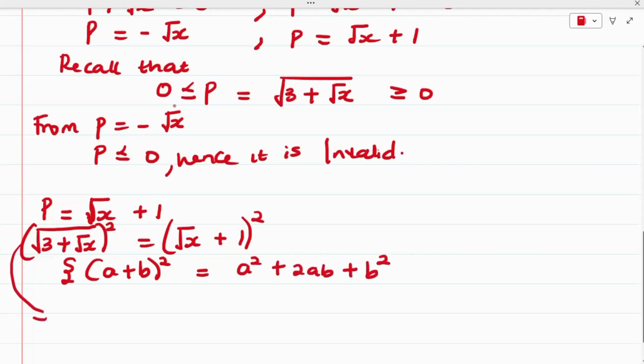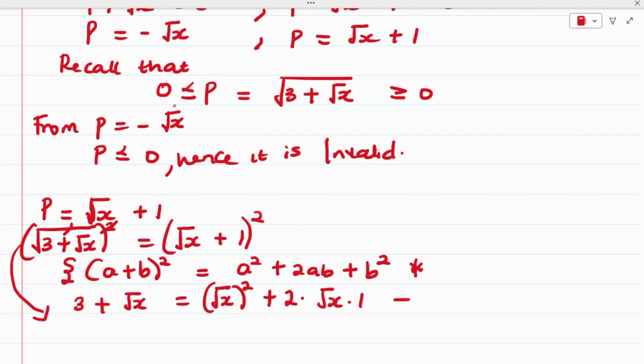So from here up to this point, this is going to cancel out this, so we have 3 plus the root of x is equal to, so applying this property to the right hand side of this equation, we have this to be the root of x all squared plus 2 multiply the root of x multiply 1 plus 1 squared. We have this to be 3 plus the root of x is equal to, this is going to cancel out this, we have x plus 2 multiply the root of x multiply 1, we have this to be 2 root x plus 1 squared is 1.